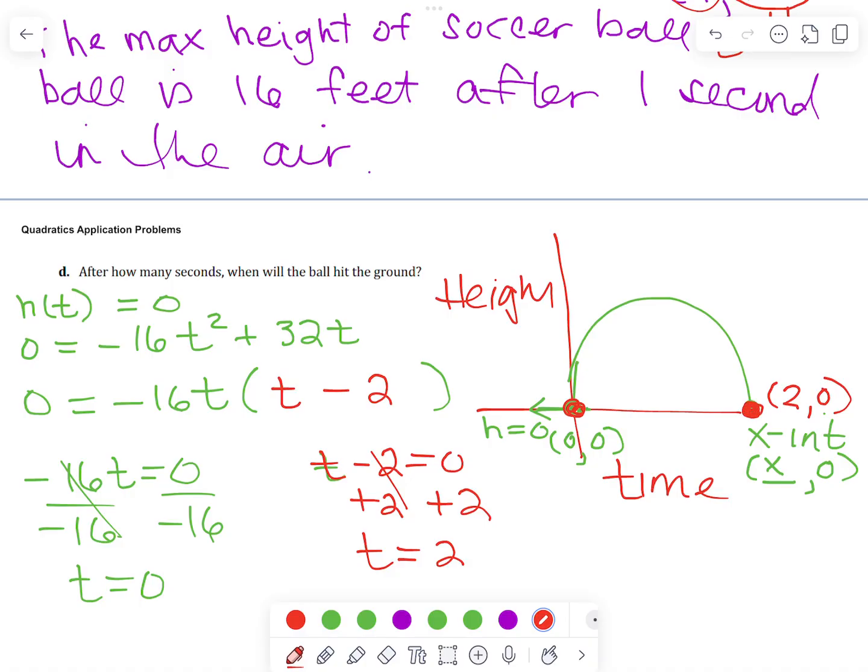So it says, after how many seconds will the ball hit the ground? So it starts at 0, 0. It goes up in the air, and then it comes back down after 2 seconds. So 2 seconds later, it'll hit the ground.